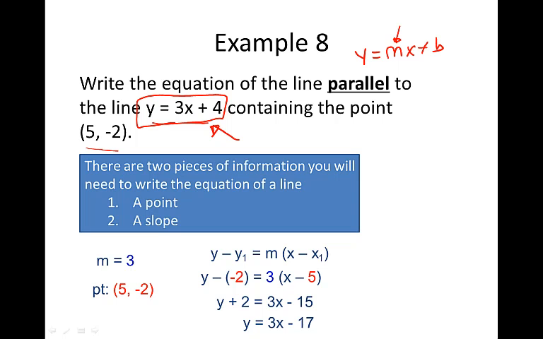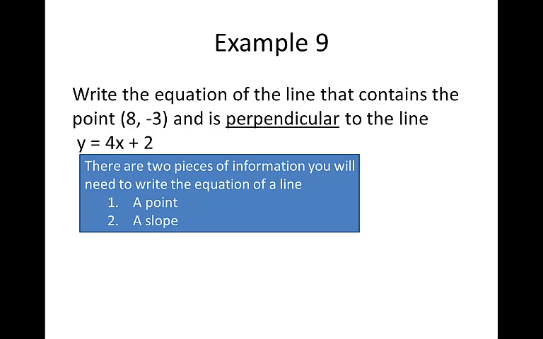This next one is going to be perpendicular. Write the equation of the line that contains the point 8, negative 3 and is perpendicular to the line y equals 4x plus 2. Again, identify those two pieces and see what you can do. Welcome back. I know you're pausing these videos. You'll get a lot more out of them if you do.